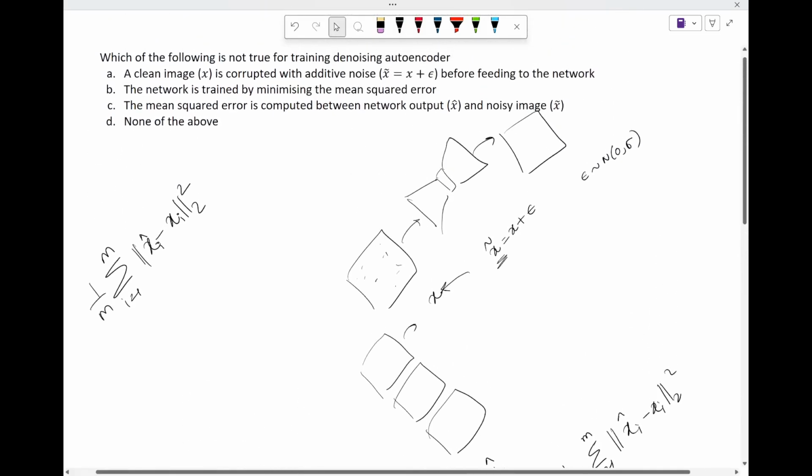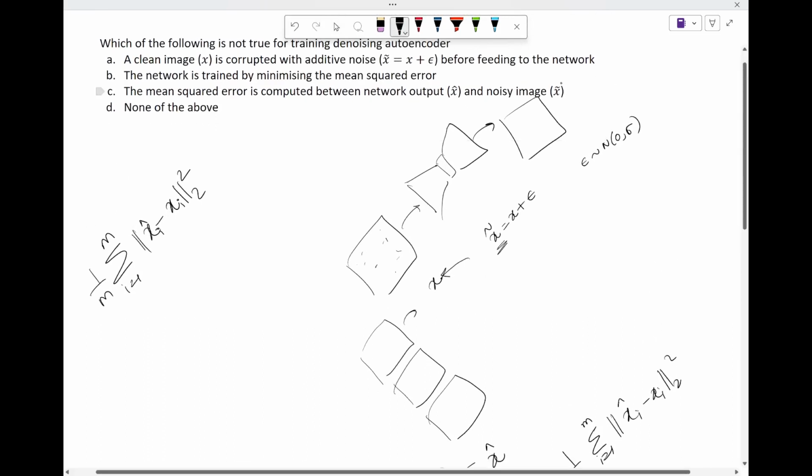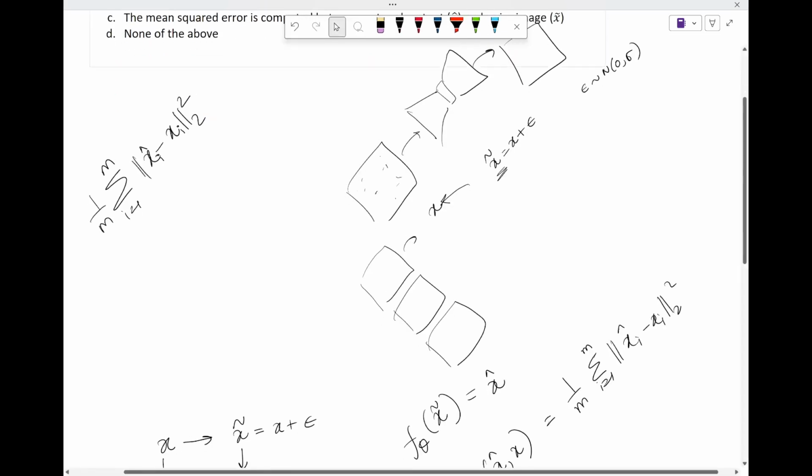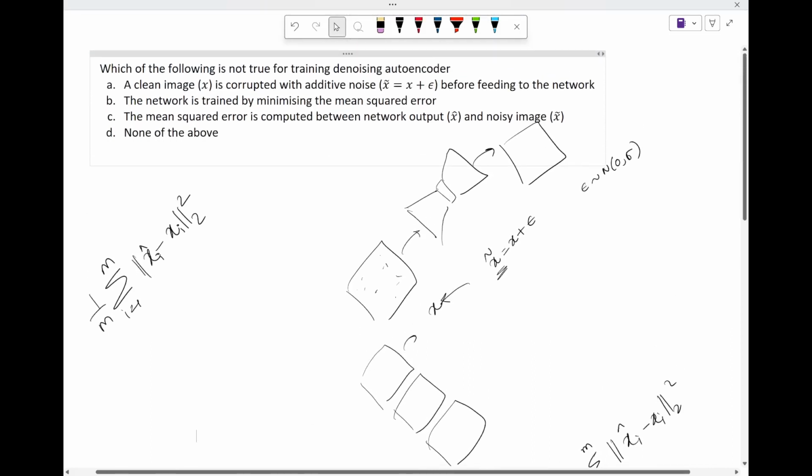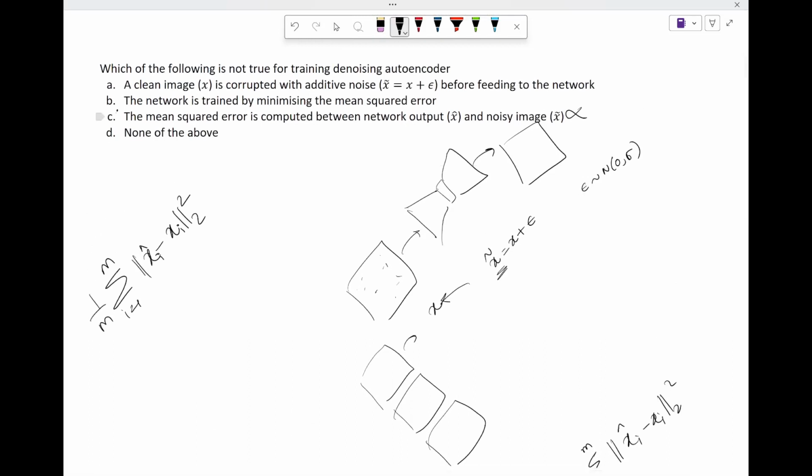But option C was saying that the squared error is computed between X hat and the noisy image. If you were to do this, your model will again learn to predict the noisy image itself. But what you want is for the model to learn to predict the clean version of the image. So option C is incorrect. This is the option which is not true. Is it clear?